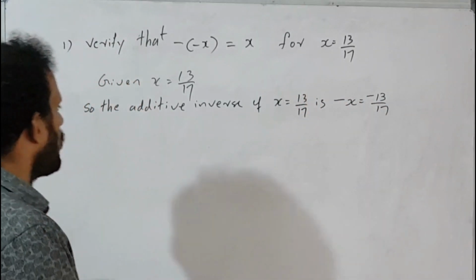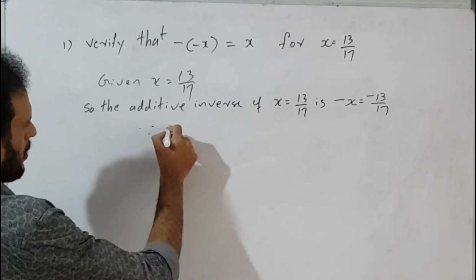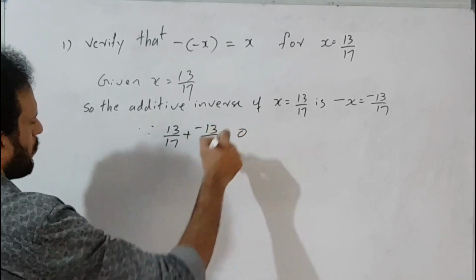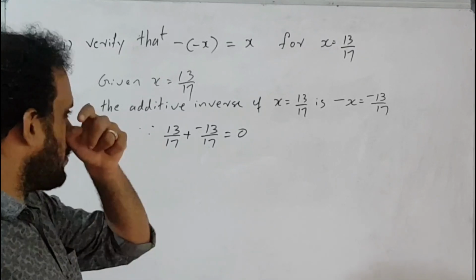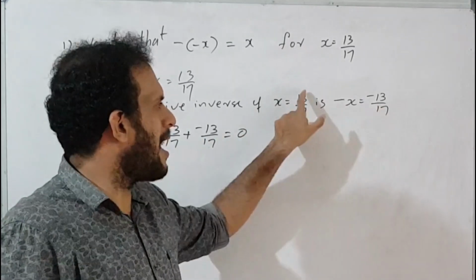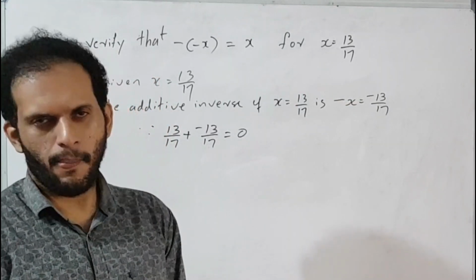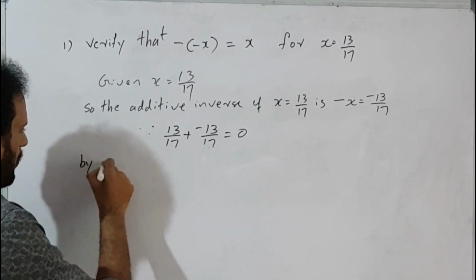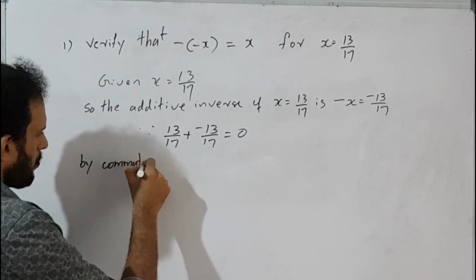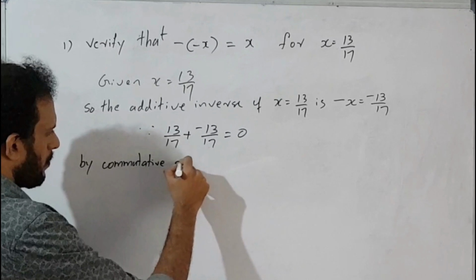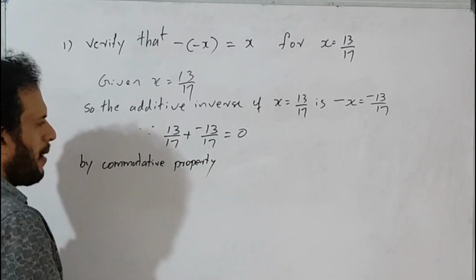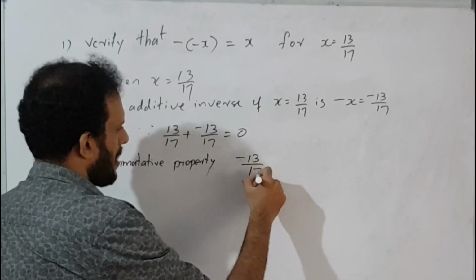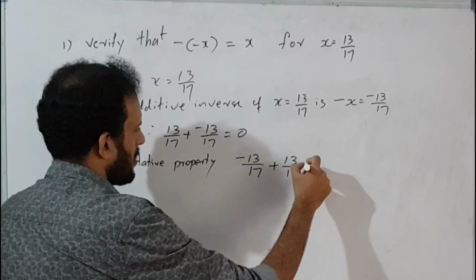So minus 13 by 17 is the additive inverse of 13 by 17. Then we know the property, since 13 by 17 plus minus 13 by 17 is equal to 0. Correct? We know the definition of additive inverse. If these two are additive inverses, and we add these two, the result is 0. Next, by commutative property, if we add like this also, minus 13 by 17 plus 13 by 17, what is the answer?